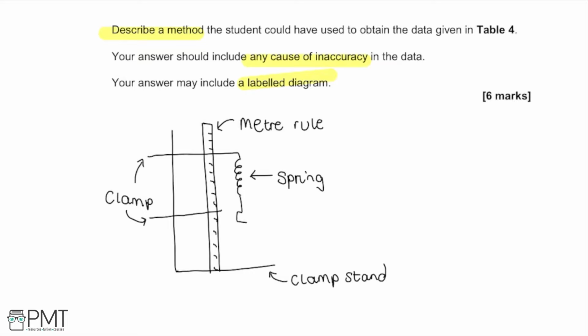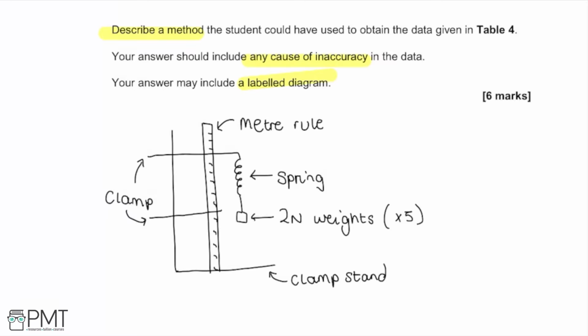I'm also going to need some 2 Newton weights to hang from the spring, so we can see that the force applied goes from 0 to 2 to 4 and is going up in 2 Newton increments. So I'm going to need 2 Newton weights to hang from the spring, which is going to cause the extension present in the table.